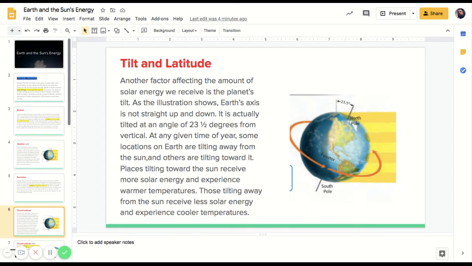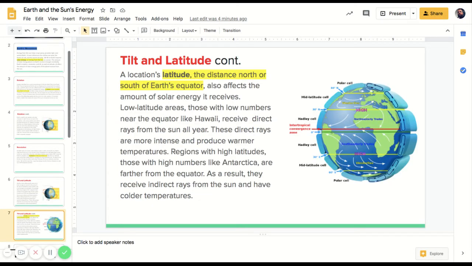Tilt and latitude. Another factor affecting the amount of solar energy we receive is the planet's tilt. As the illustration shows, Earth's axis is not straight up and down. It is actually tilted at an angle of 23½ degrees from vertical. At any given time of year, some locations on Earth are tilting away from the sun, and others are tilting toward it. Places tilting toward the sun receive more solar energy and experience warmer temperatures. Those tilting away from the sun receive less solar energy and experience cooler temperatures.